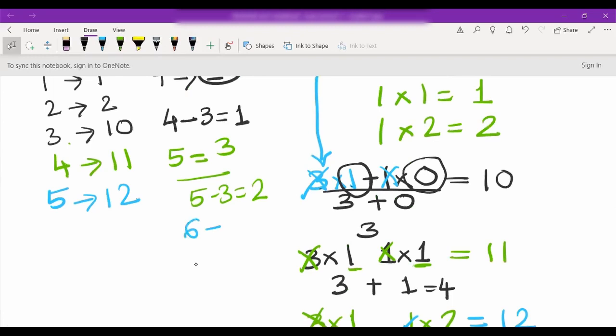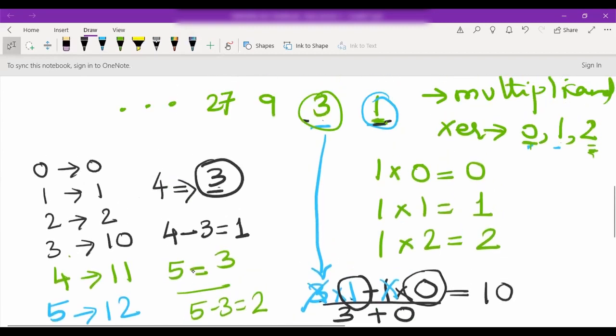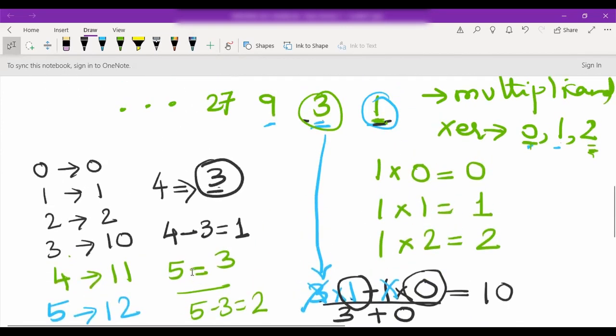Number 6, whether the number is directly available in the base of 3. No, we got 1 and 3 and 9. So which is the nearest? 9 is very far from number 6. The 3 is somewhat related. But how will I get 6? This is your multiplicand, and the multipliers are either 0, 1 or 2. If I multiply 0 with 3, your answer will be 0. If I multiply 3 with 1, your answer will be 3. And if we multiply 3 with 2, your answer will be 6.